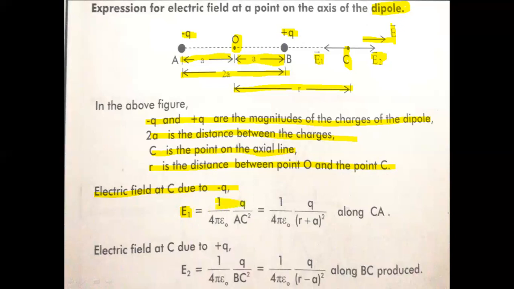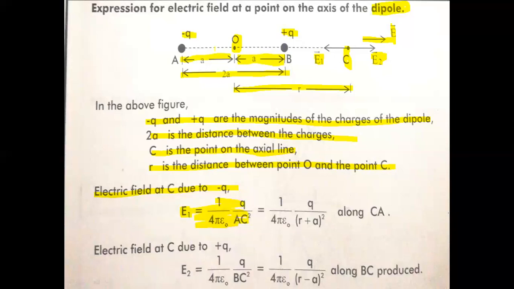According to Coulomb's law, we can write E1 is equal to 1 over 4 pi epsilon naught, Q by AC square. Why have I taken AC square here? Here the minus Q charge is located at the point A, and my reference point is at C. That is why the distance is AC square. I should write AC square.